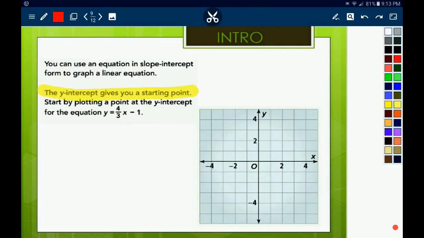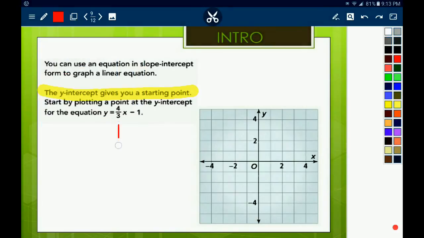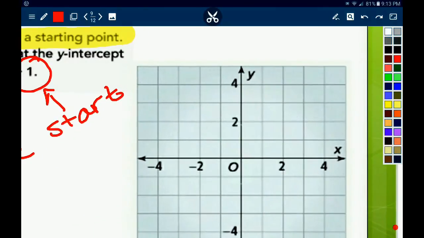So, like here, the first number you see, oh my gosh, why won't my pen become smaller? Okay, there we go. All right, so the number I see here is 4/3. That's the first thing that your eyes see as you're reading the equation, but that is the slope. So please do not start there. Start at the y-intercept, okay? Start at the y-intercept. So first, let's plot -1 on the y-axis.